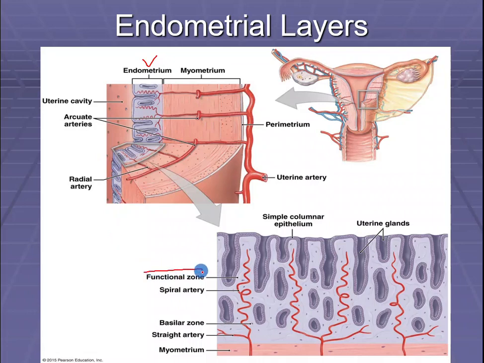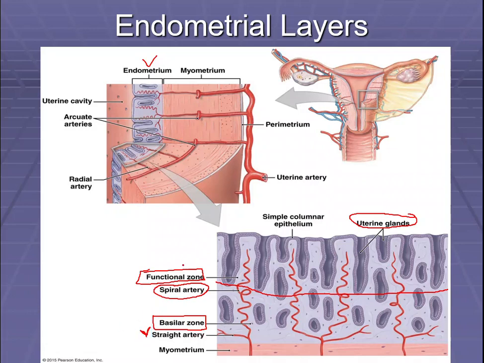The first one is the functional zone. The functional zone contains a lot of uterine glands. Also, these glands are very mucus-rich. They produce a mucus-rich fluid. All right. Now, the functional zone is supplied by the spiral artery. So you can just split this down into two halves right here, and you'll have the functional zone above, and then the second zone is known as the basilar zone. It is supplied by the straight artery.